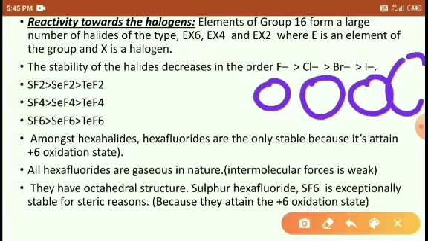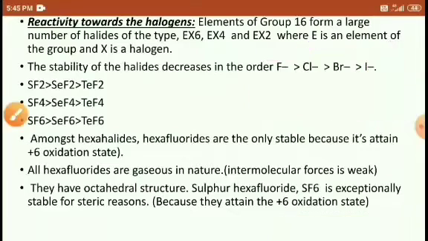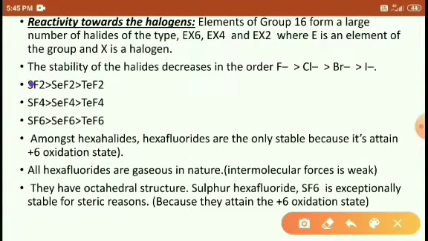Because of increasing size, iodine is large, so it is less stable. Fluorine is small, so it is more stable. So when you compare here, selenium difluoride is more stable than tellurium difluoride. Similarly, sulfur hexafluoride is more stable than selenium hexafluoride, and selenium hexafluoride is more stable than tellurium hexafluoride.